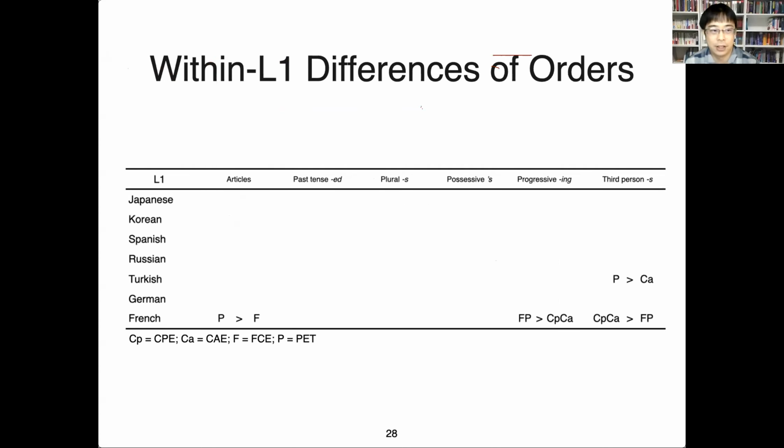On the other hand, if you look at the differences of the orders within each L1 group, there's not much difference. So here I looked at whether there's a difference in the accuracy order between proficiency levels within each L1 group. And what it shows is basically that the accuracy order is fairly consistent within each L1 group across proficiency levels. So even if learners' proficiency goes up, the accuracy order itself does not change.